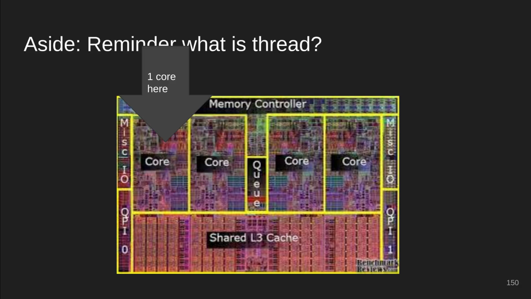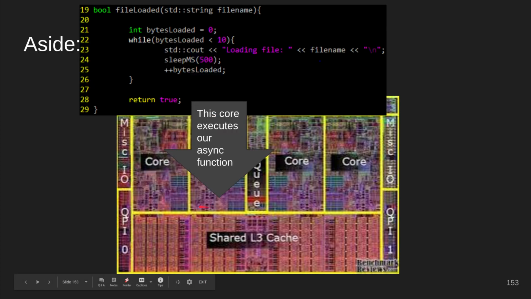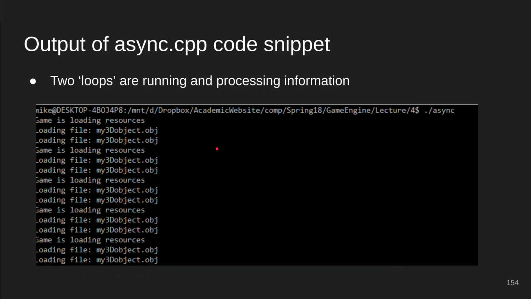So again, the idea is one core here and another. This core is executing our main code here, maybe this first core here. And then this core is executing our asynchronous function here. And here's something of what the output looks like.